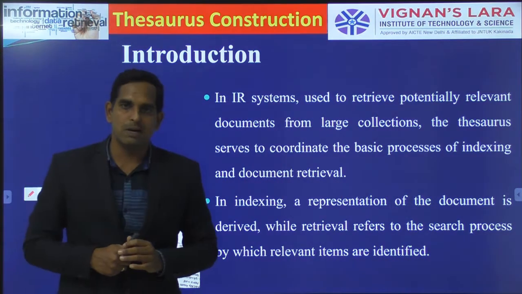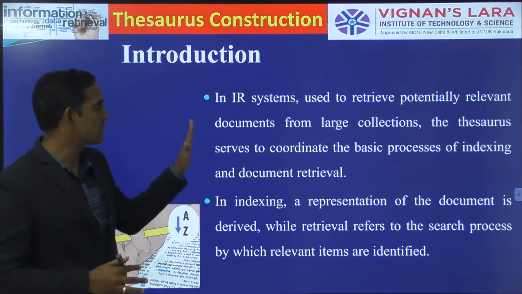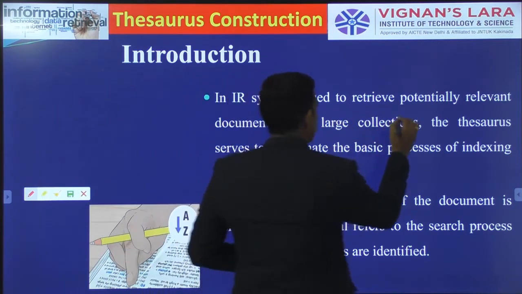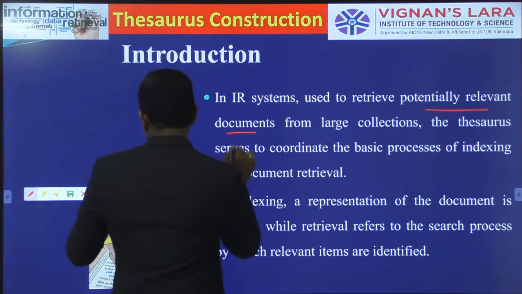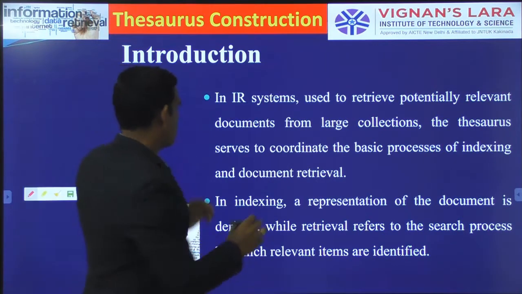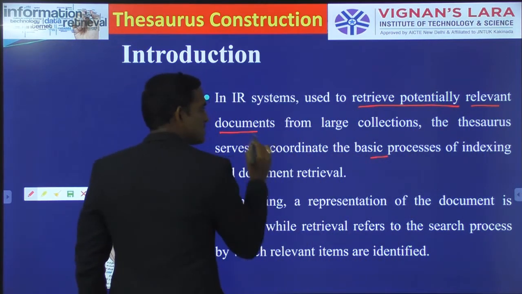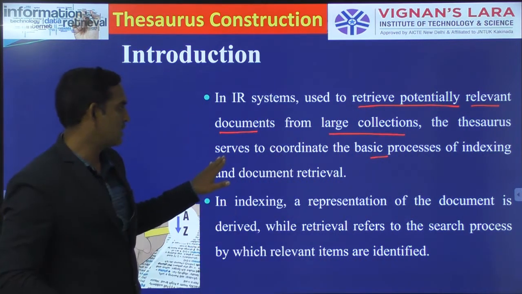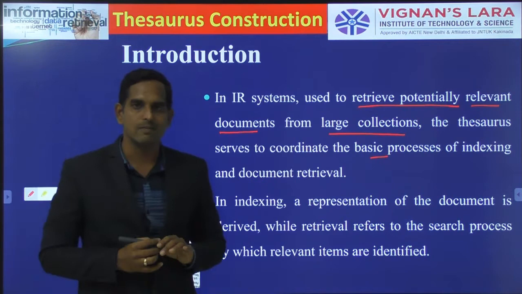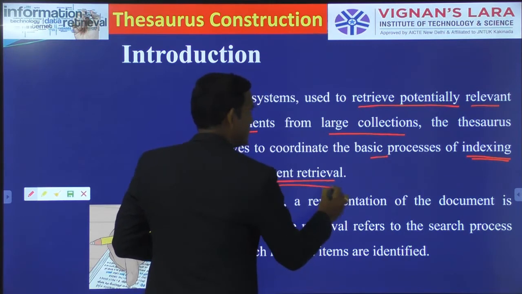So coming to the introduction part about your thesaurus, what is a basic thesaurus and what you have to know about this particular thing. So in an information retrieval system, the thesaurus will be used to retrieve potentially relevant documents from large collections. And the thesaurus will serve to coordinate the basic process of indexing and document retrieval. As I already told you, it will be helpful for you in indexing and document retrieval.